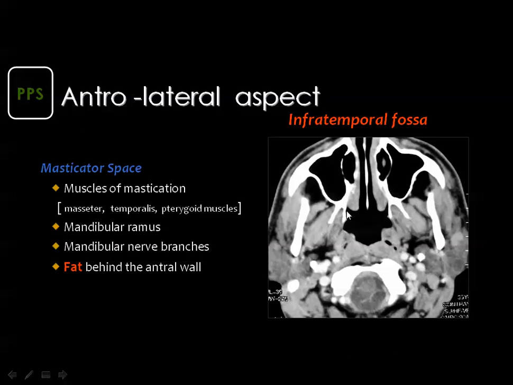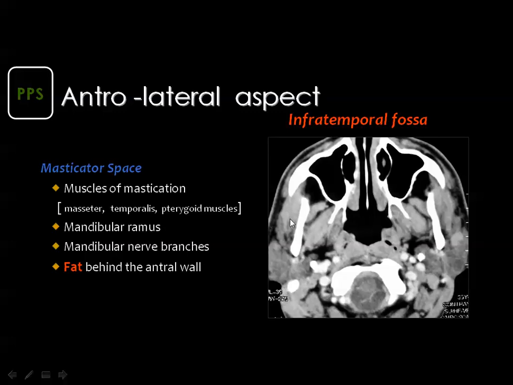Actually, you can see the pterygoid plates, and you can see the ramus of the mandible. And you know that the pterygoid muscles, the medial and lateral pterygoid muscles, are attached to the lateral pterygoid plate. Also, you can see the attachment of the temporalis muscle to the inner part of the mandible.